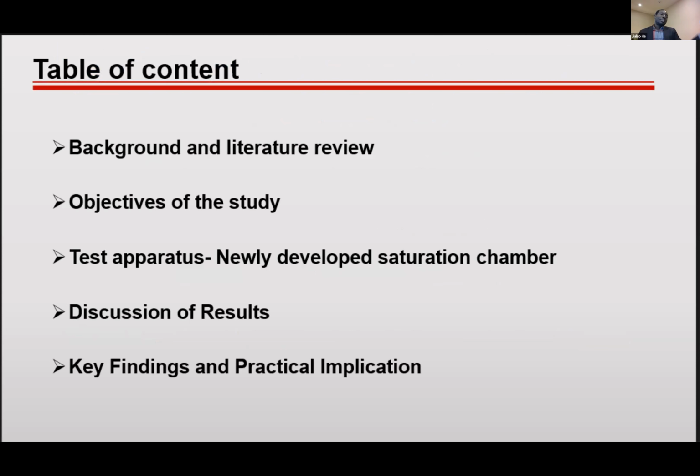I'm going to look at just a little bit of background and then objectives, and then I'll discuss a new equipment that we developed to be able to study this topic, and then we'll discuss the results and the possible applications.